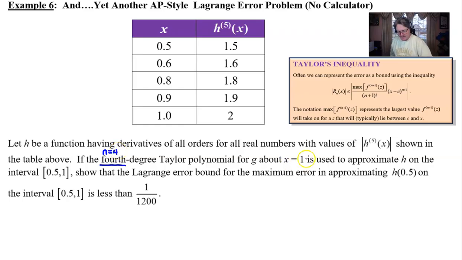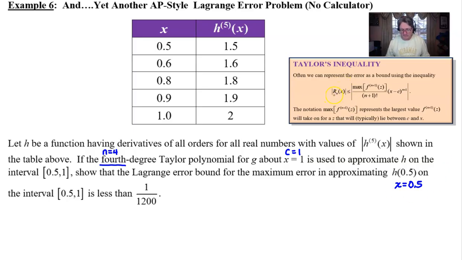This is the part that can be a little confusing. This is telling us that our Taylor polynomial has been centered at 1. You're going to want to say that c is 1. You don't want to get fooled into thinking that's your x value, because the x value is the value that you're approximating your function h at, which in this case is 0.5. So I think we've got all of our key players there.